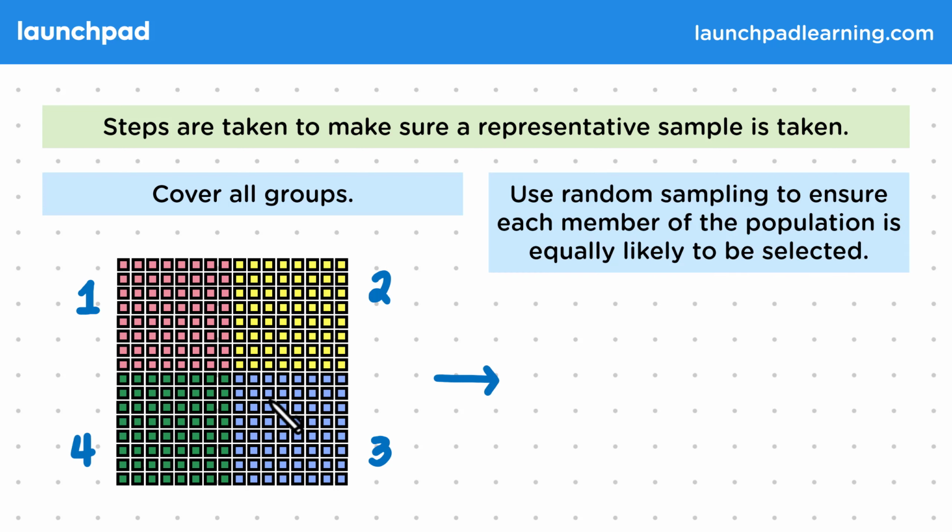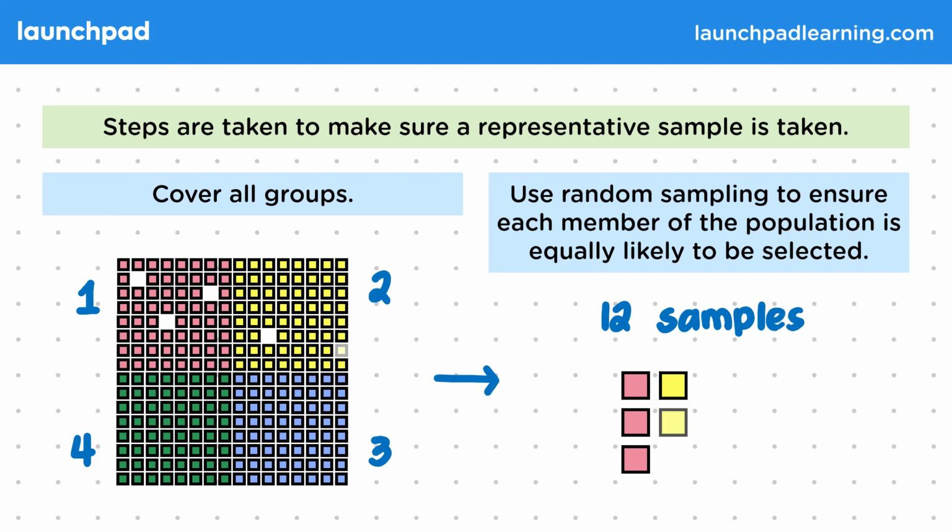other groups. Use random sampling to ensure each member of the population is equally likely to be selected. By doing this, you avoid bias. Here, we might want to take only 12 samples, for example. These samples are going to be taken randomly. Samples are taken from each group. Remember, we want to cover all groups in the population equally.